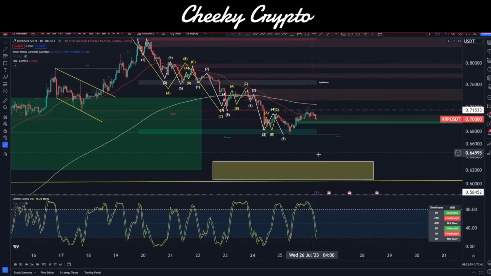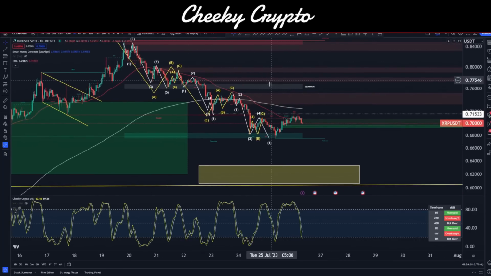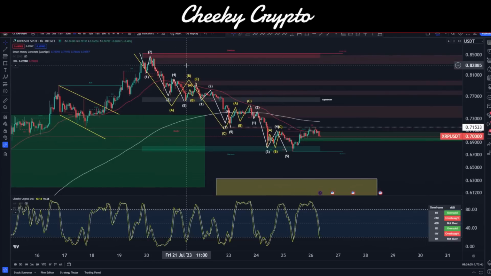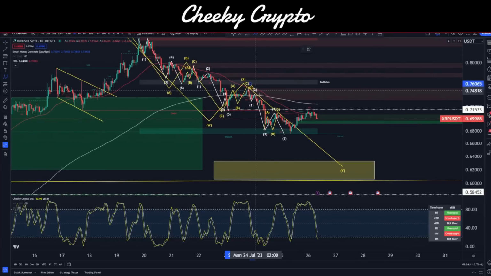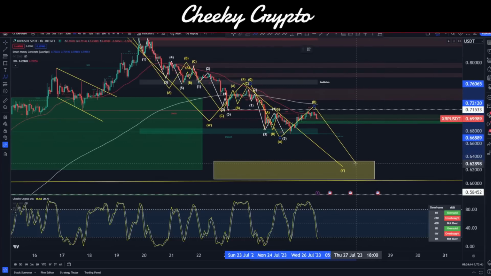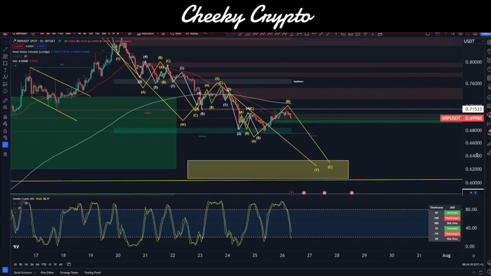Okay, and we'll just delete that off for a second. And it would be a big W, X, and Y structure like this with an internal A, B, C structure in here, and basically that's a double zigzag pattern. That's what I'm thinking.